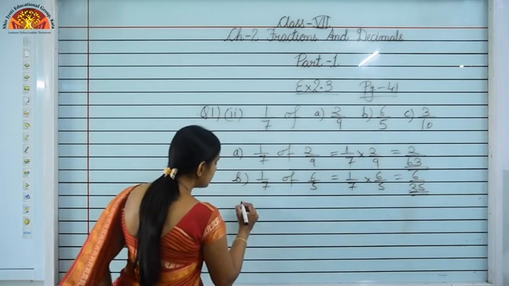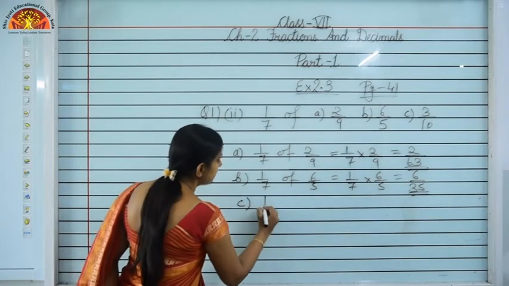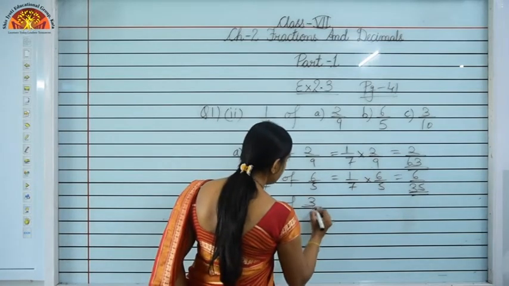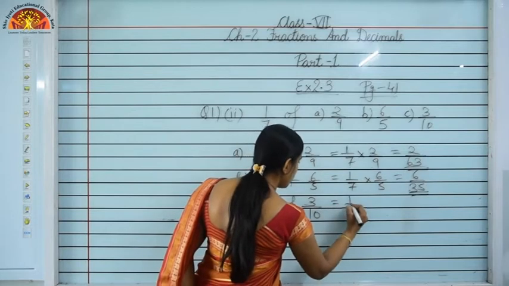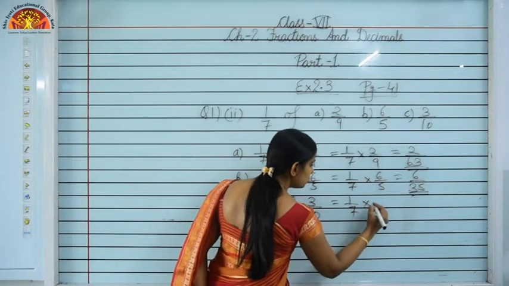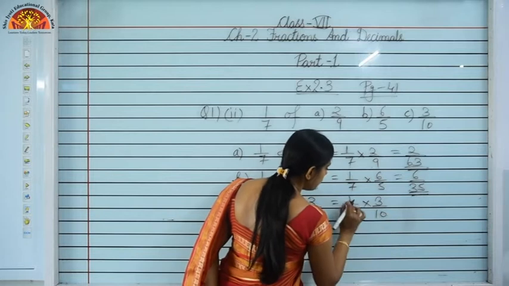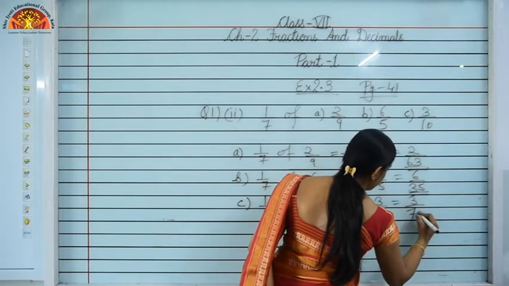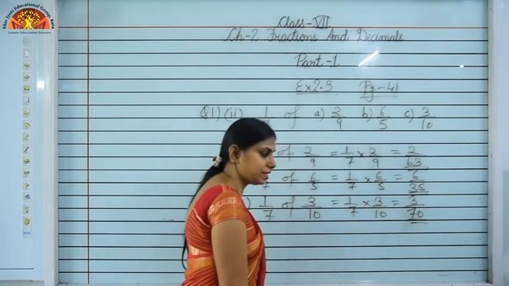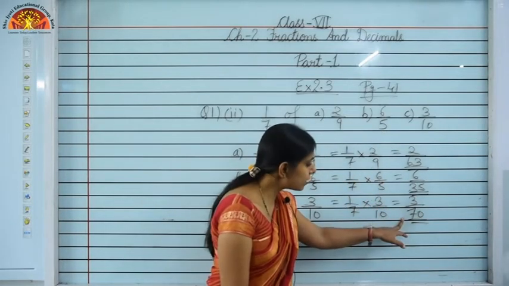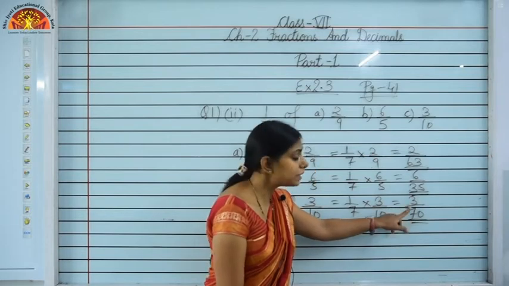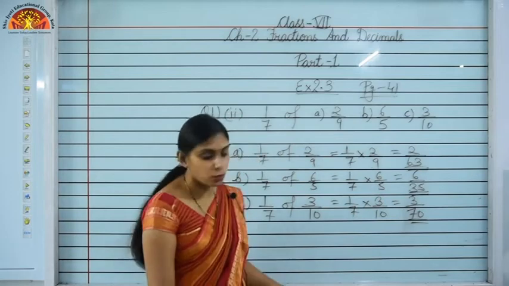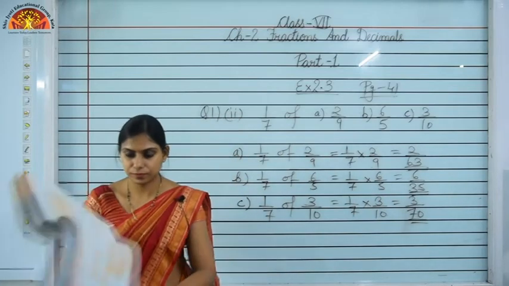35. Now, just see the C part over here, that is 1/7 of 3 upon 10. So, 1/7 into 3 upon 10. So, 1 into 3 is 3 and 7 into 10 is 70. That is 3 upon 70. So, again it is a proper fraction because the numerator is less than the denominator, that is 3 is less than 70. Now, we will just see the next question over here, children.